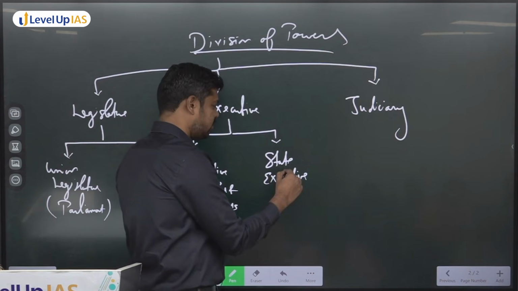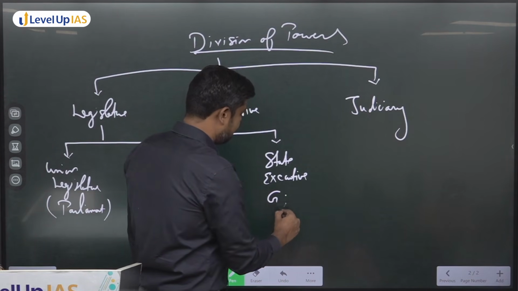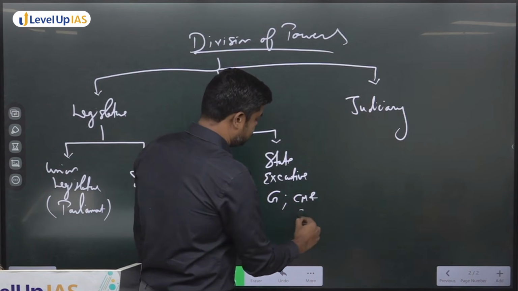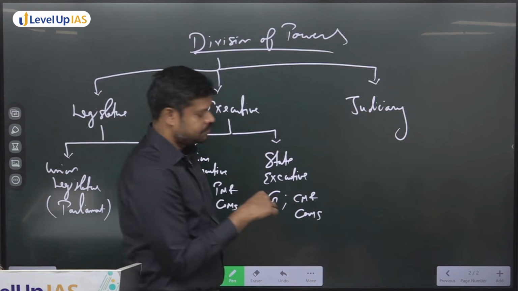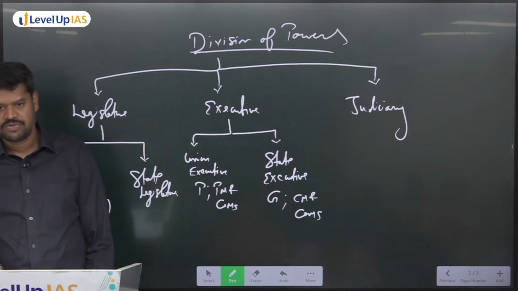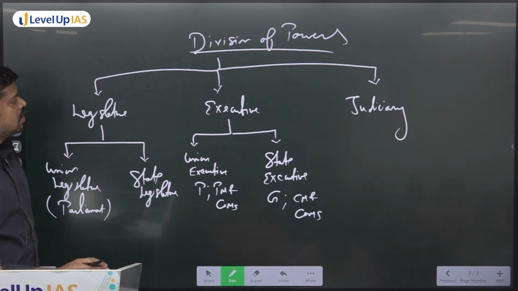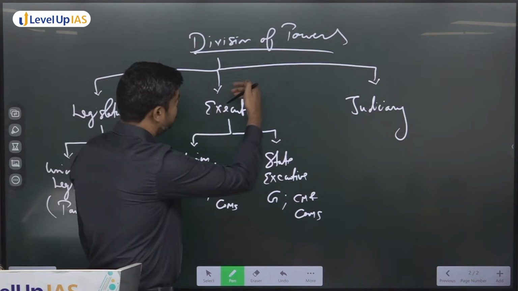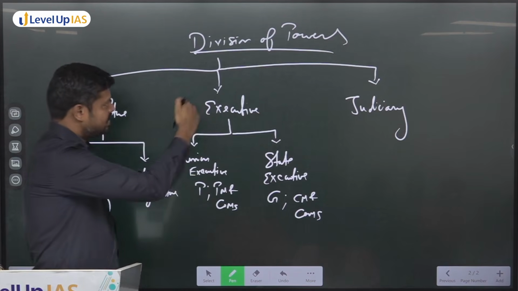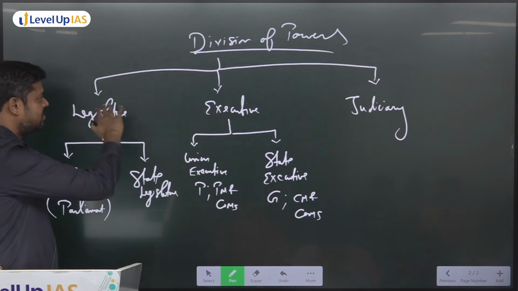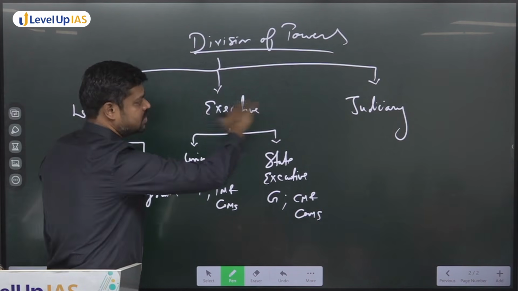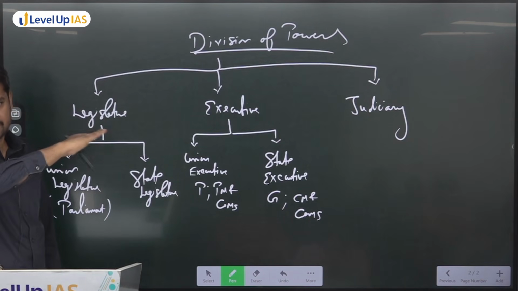And then here, who is the head of the State Executive? The Governor, the Chief Minister and the Council of Ministers. So this is how the Constitution provides for it, but the point that you have to understand with regard to the division of powers is this. Although there are three important organs in the state, the powers distributed between the three organs, the horizontal distribution, is what is called separation of powers.